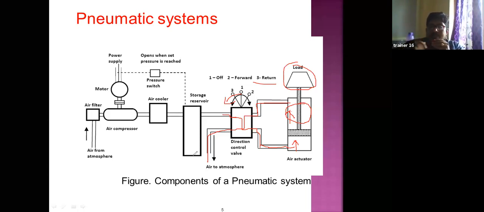This is also manual. We have to press the button here. This is a directional control valve. When you press it in this direction, the load is lowered. When you press in this direction, the load is lifted up. Right? So do you understand? Any questions?